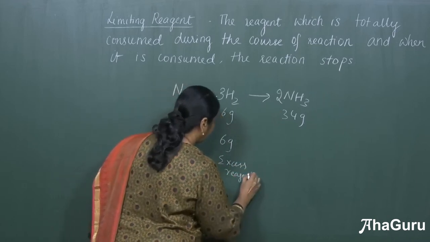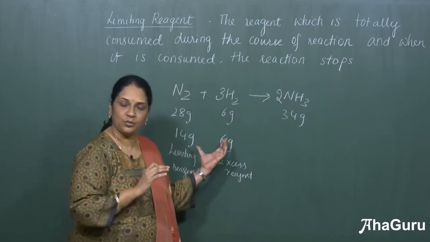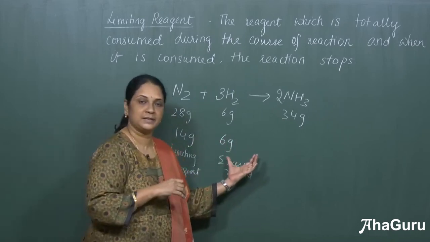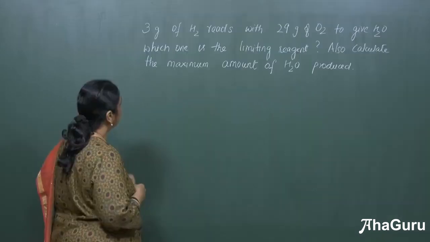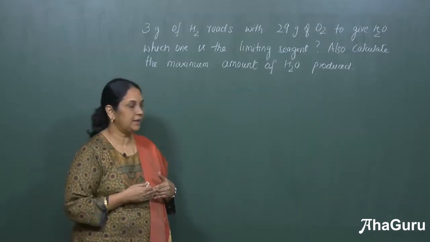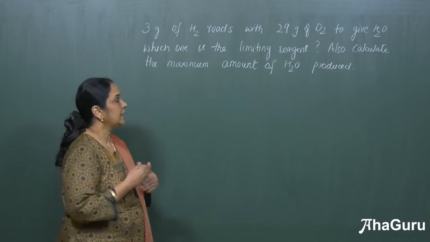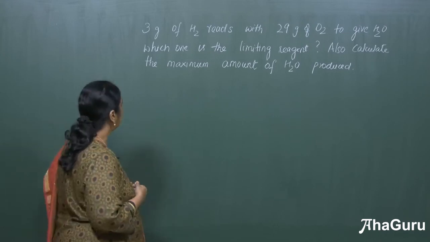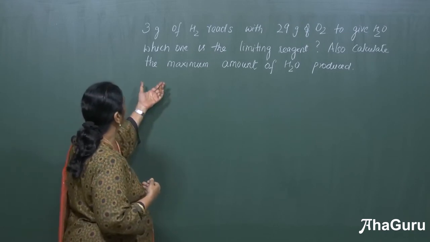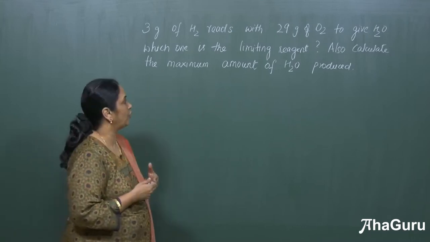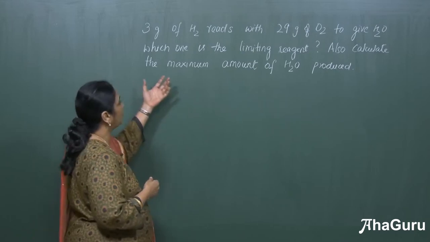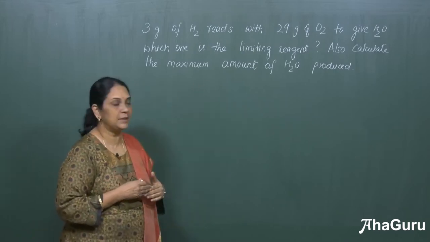We should note that once this reagent is over, even if the other one is in excess, the reaction will not proceed and it will stop. Let us see a numerical based on limiting reagent. That would be easier to understand the concept. In this problem, they have given 3 grams of hydrogen reacts with 29 grams of oxygen to give water. So we have to find out which is the limiting reagent.